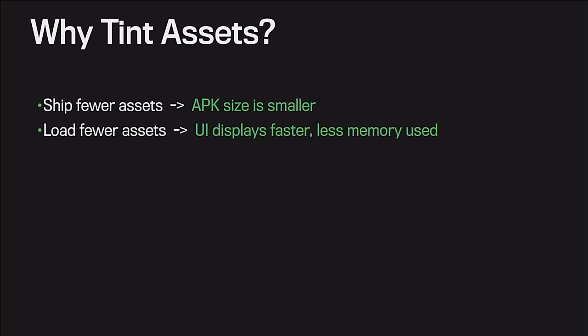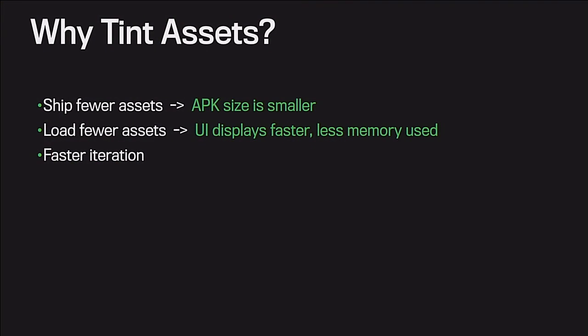The second thing is that you're going to load fewer assets. So your UI is going to display faster, and you're basically using less memory to store these bitmaps in memory. If you think about it, when you start up your app, every asset that you're going to display on screen has to be read off of the flash memory and decoded into a bitmap. And the less that you're doing that, the faster it's going to be. And I'll talk about the numbers in a second.